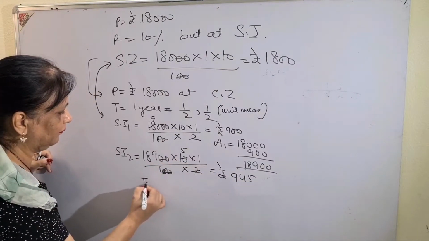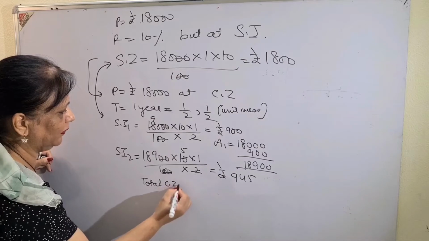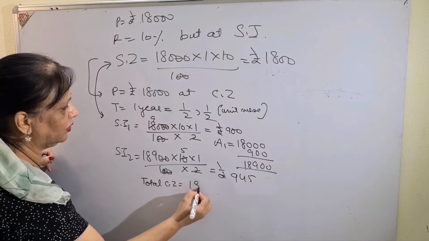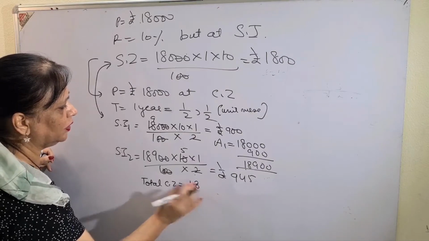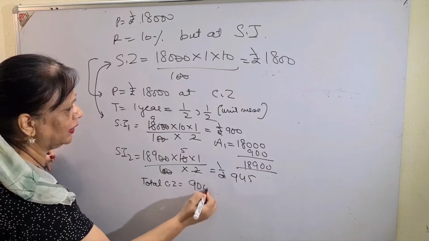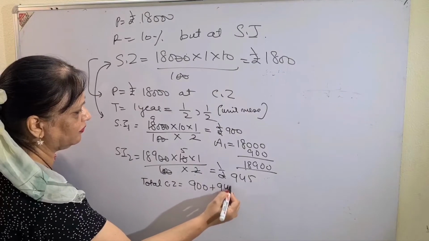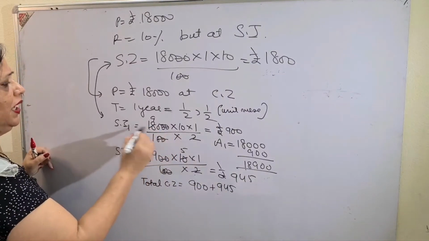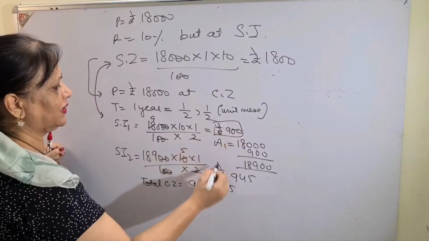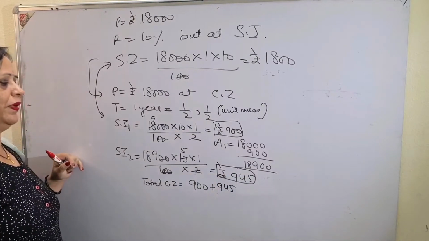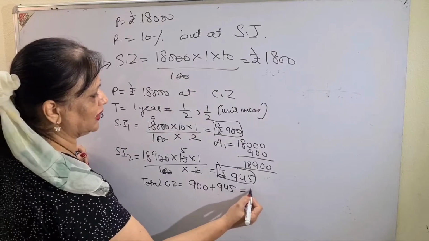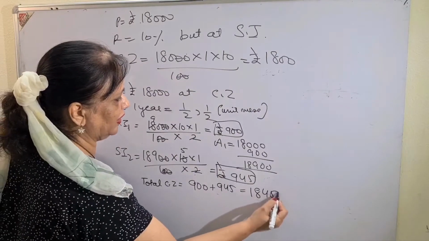So total CI will be 18,000, or you can calculate like this, 900 plus 945 because I told you 2 ways. Either you add the SI1 and SI2 or you subtract the original principal from the final amount. Both ways you will get the same answer, so you will get 1845 here.